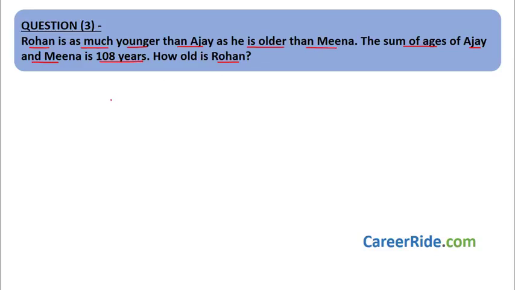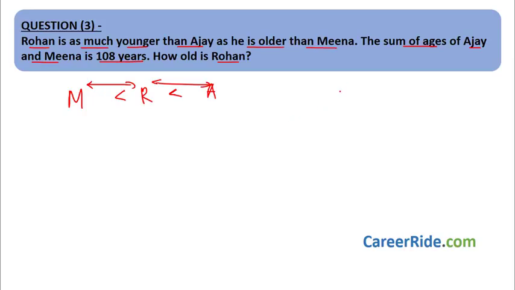But if you try to understand the sum, you will find that it is very, very easy. What they say, Rohan is as much younger than Ajay. So Ajay is older than Rohan, right? Rohan is younger, or has age less than Ajay. As he is older than Meena, Rohan is older than Meena, and the sentence means that the age difference between Rohan and Ajay is the same as the age difference between Rohan and Meena, right?